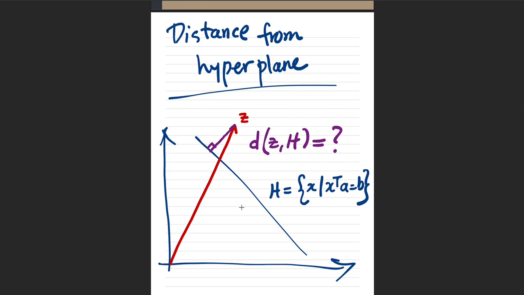Okay, so we have this hyperplane here. It's defined by this x transpose A equal B. And then we have this arbitrary point z, which can be on this side or that side. And we have this d(z, H), which essentially means the distance of this point z from this hyperplane H. That is the objective of this video lecture. How do we find this based on A and B?